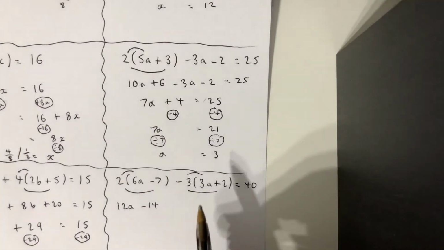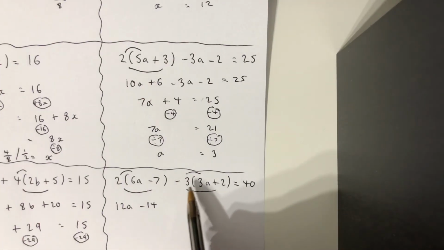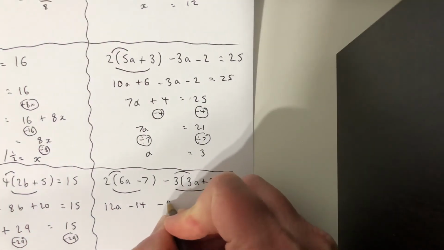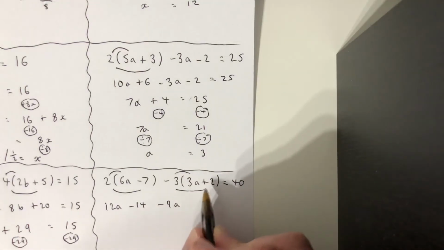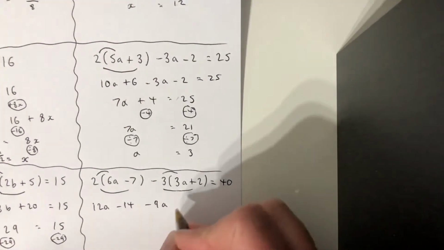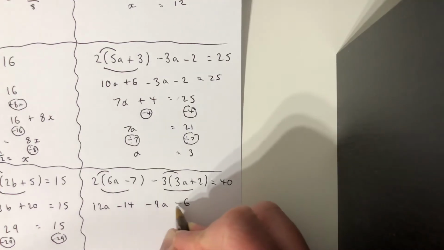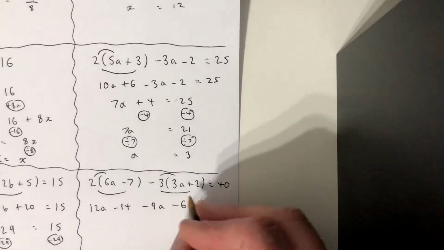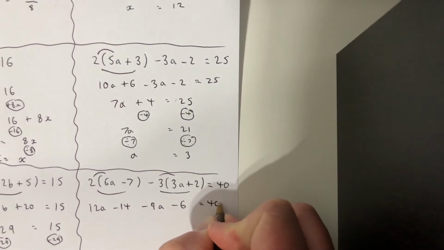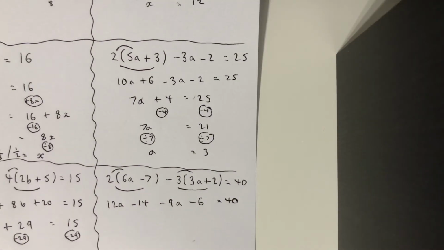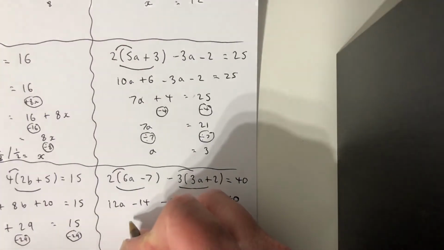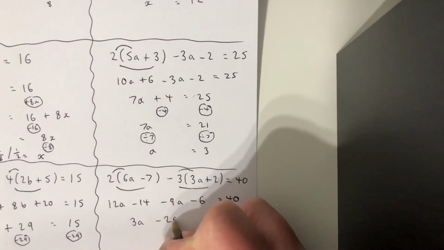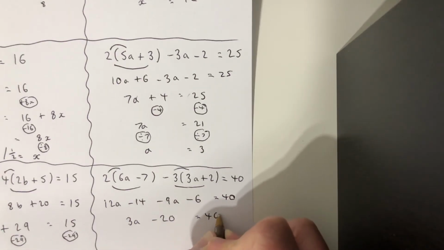And this is the next bit. Minus 3 gets times by 3a. So minus 3 times 3a is minus 9a. And then minus 3 also gets times by plus 2. So it's going to be minus 6. A lot of people will put plus 6 there, because they'll forget that that minus is getting times by that plus. But again, there would be your 1 mark. Then you would group it or tidy it all up. 12a take away 9a is 3a. Minus 14 minus 6 is minus 20 equals 40.